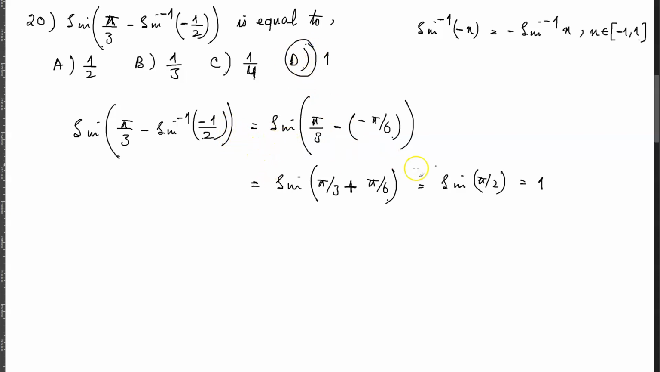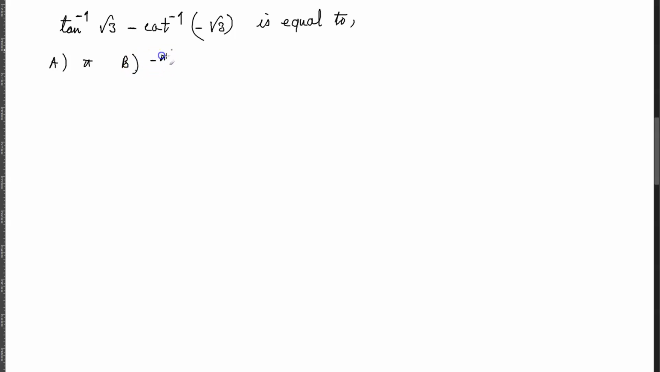Question number 21. Question number 21 is tan inverse of square root of 3 minus cot inverse of negative square root of 3, and that you want basically that is equal to choice A pi, choice B negative pi by 2, choice C is 0, and choice D is 2 square root of 3.